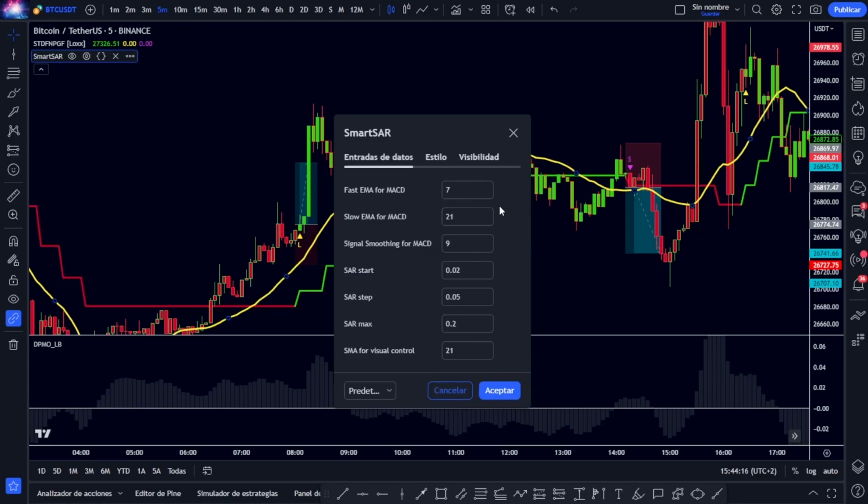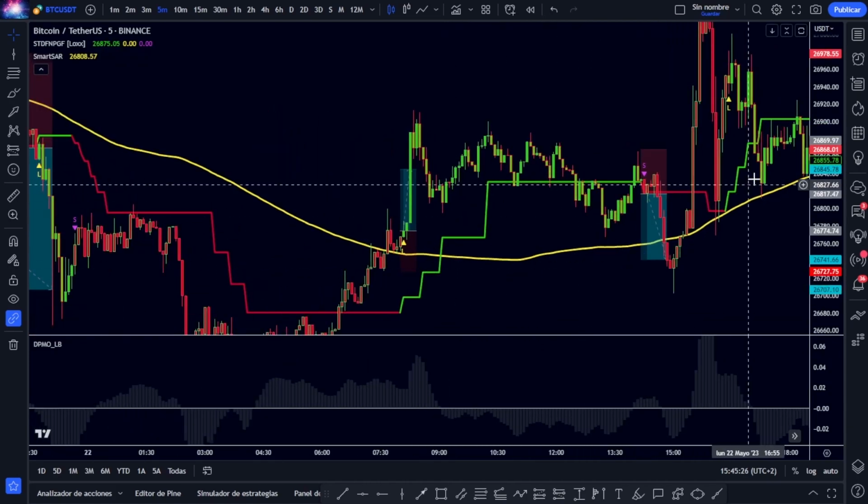In data entries we will change the fast EMA to 21, the slow EMA to 49, we will leave the signal smoothing at 9, the SAR start at 0.02, the step at 0.05, and here again in the SAR max we will add a 0 in the middle since it has to be 0.02, and the visual control we will put at 145. We click accept and we would have something like this.